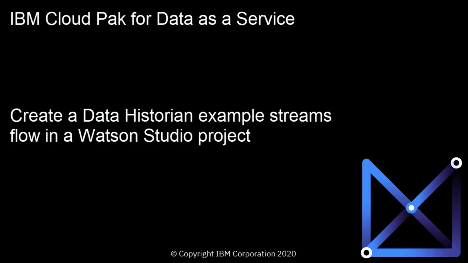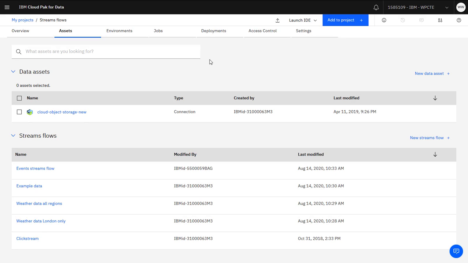This video shows you how to create a streams flow using one of the example flows in a Watson Studio project. Start in the Watson Studio project you created earlier with the associated Cloud Object Storage and Streaming Analytics services. On the Assets tab, create a new streams flow.